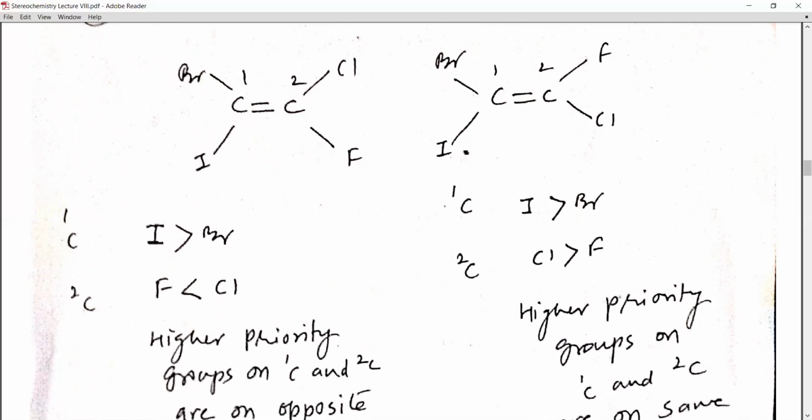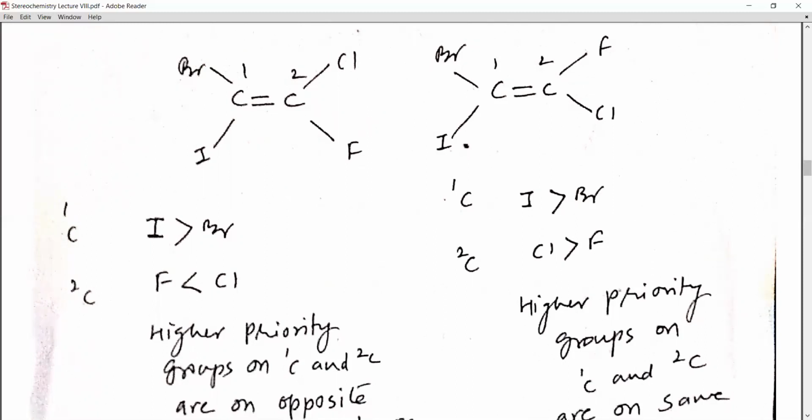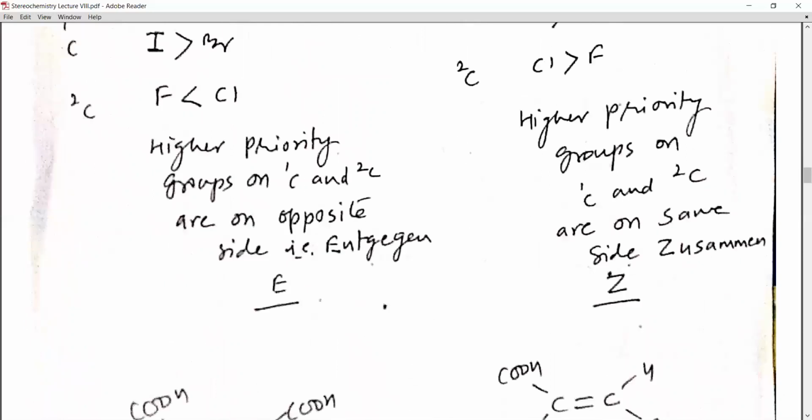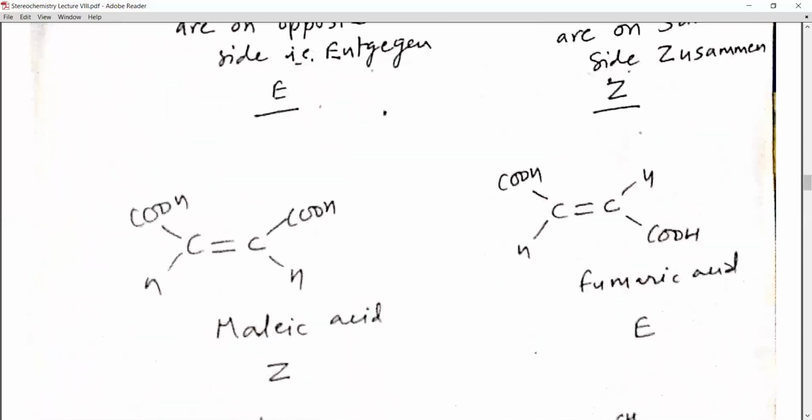Whereas in this molecule, bromide is lower priority than iodine, or iodine has higher priority than bromide, and on C2 carbon, fluoride has priority over chloride. So both the higher priority groups are on the same side, meaning together, so it will be named Z.